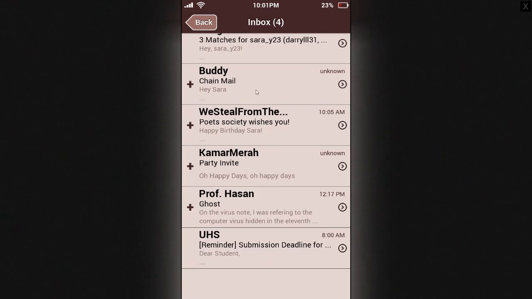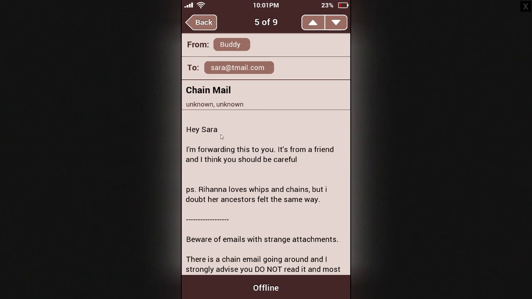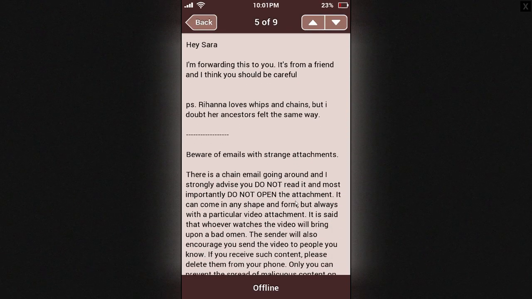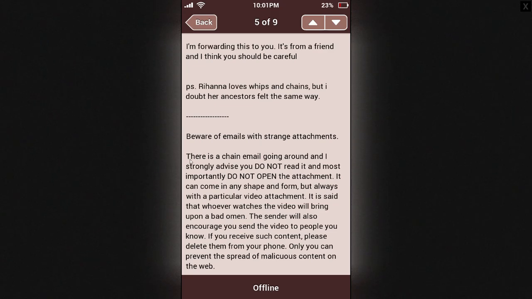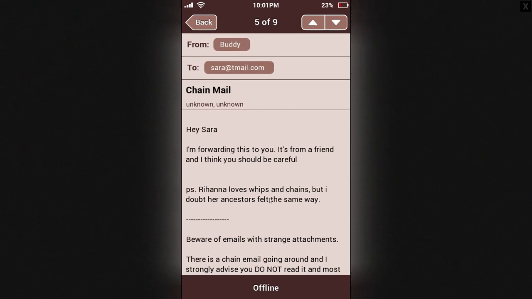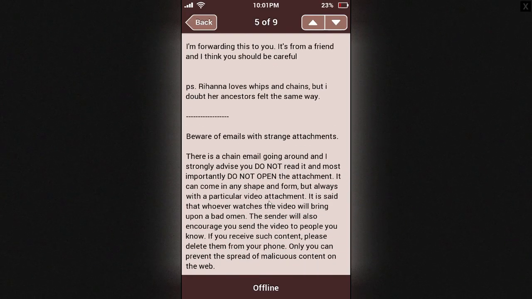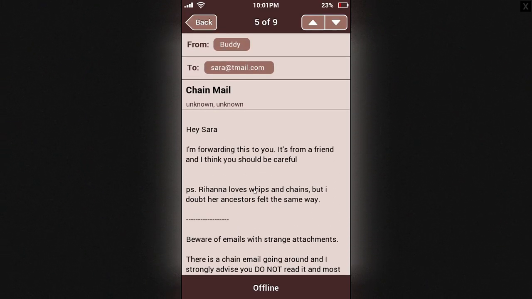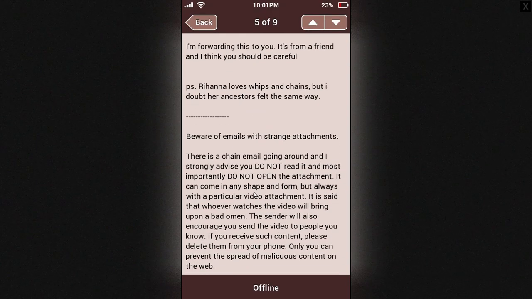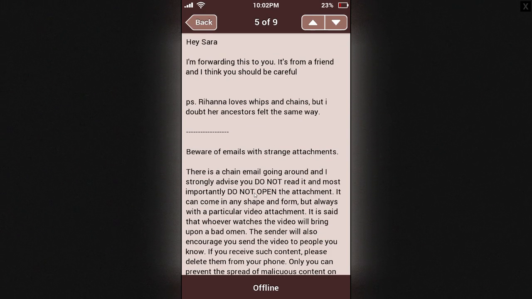Oh boy, here's something from Buddy. Hey Sarah, I'm forwarding this to you. It's from a friend and I think you should be careful. P.S. Rihanna loves whips and chains, but I doubt her ancestors felt the same way. What? That's messed up, dude. This dude is super cringy, man.